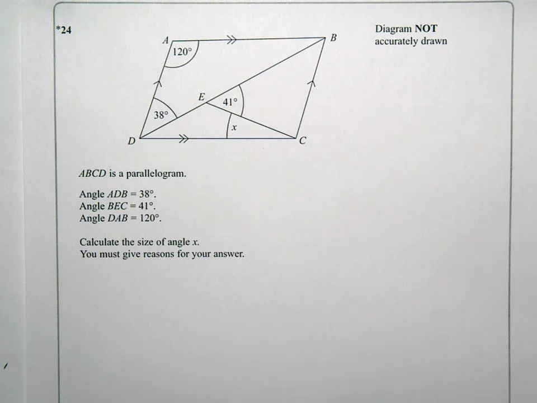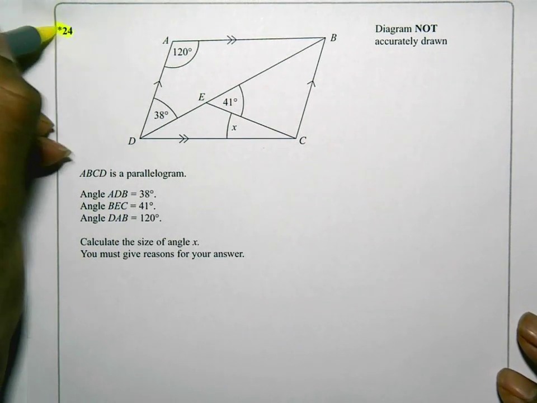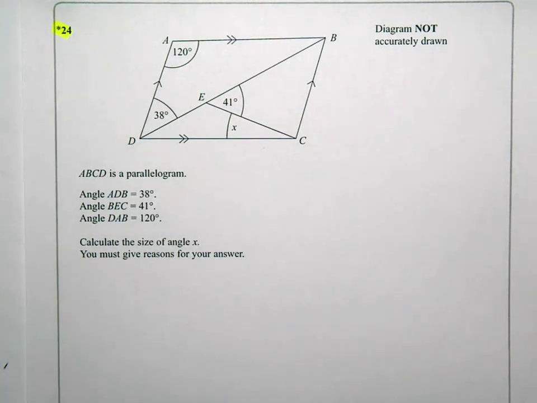This is question 24 on the Foundation Calculator paper. The first thing I notice here is that there's a star next to the question, so that means there's marks for quality of written communication. What that means is I need to make sure that I state all my workings, I make sure that everything's clear, and if necessary, I end the answer, the solution, in a sentence.